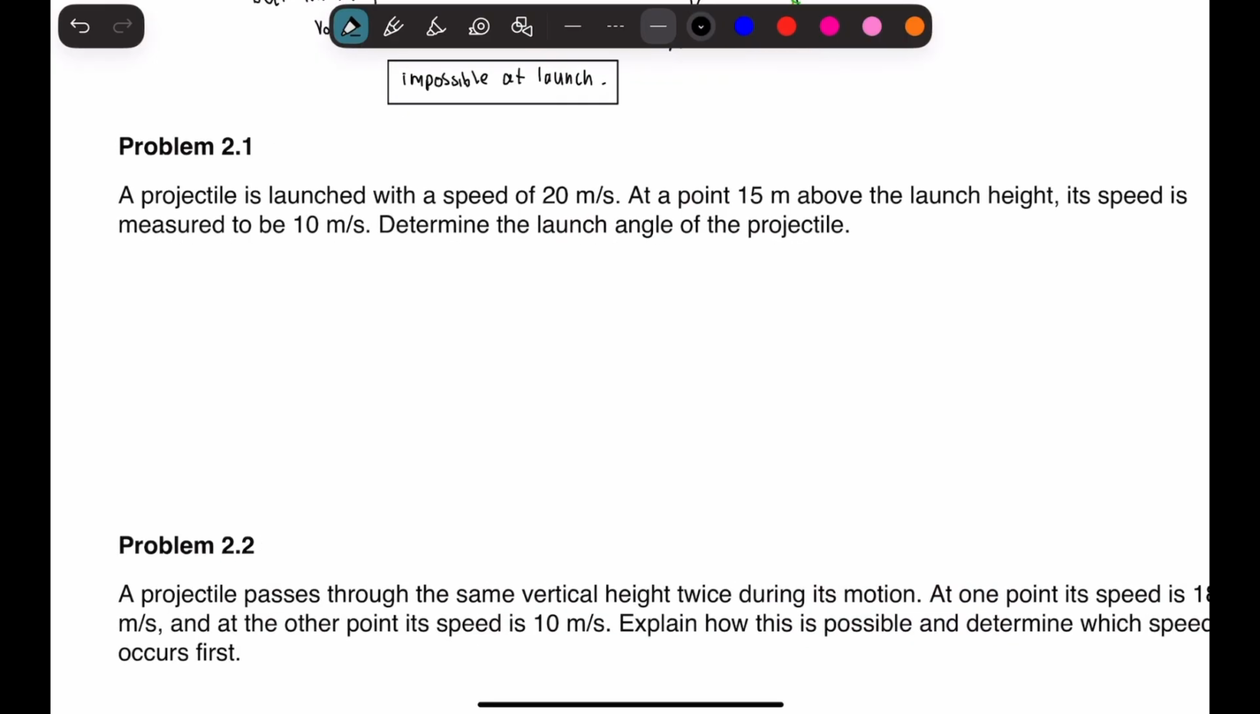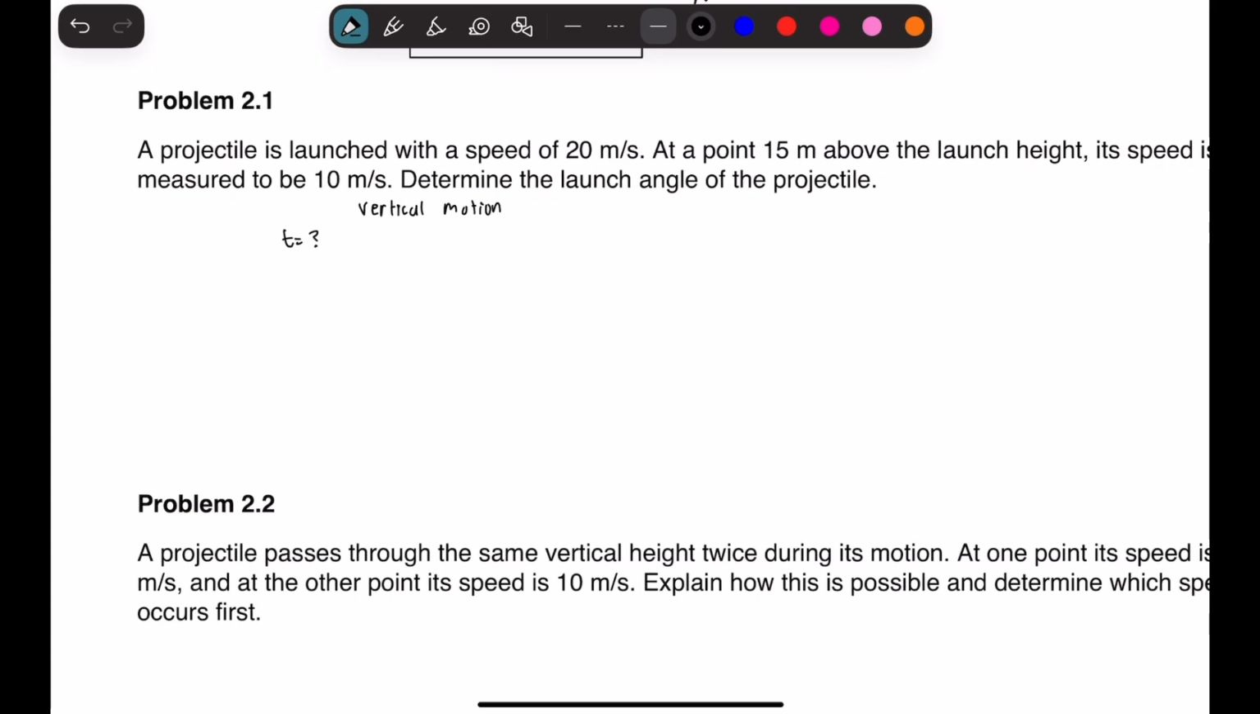A projectile is launched with a speed of 20 meters per second. At a point 15 meters above the launch height, its speed is measured to be 10 meters per second. Determine the launch angle of the projectile. Okay, so for this, we can use vertical motion, but we are not given time. So because we're not given time, we use the equation that doesn't incorporate time, which is v squared is equal to v initial y squared plus 2 times a times delta y.